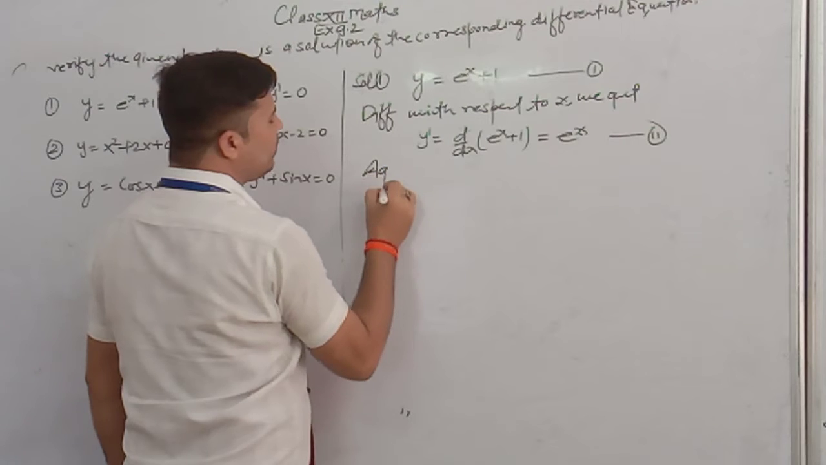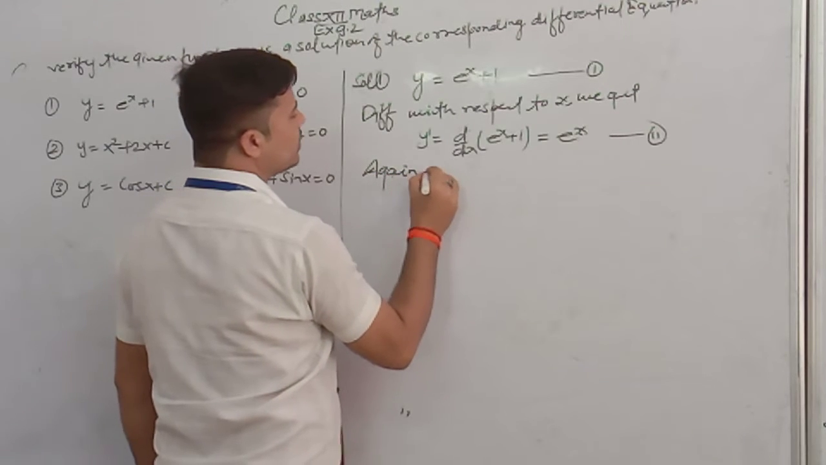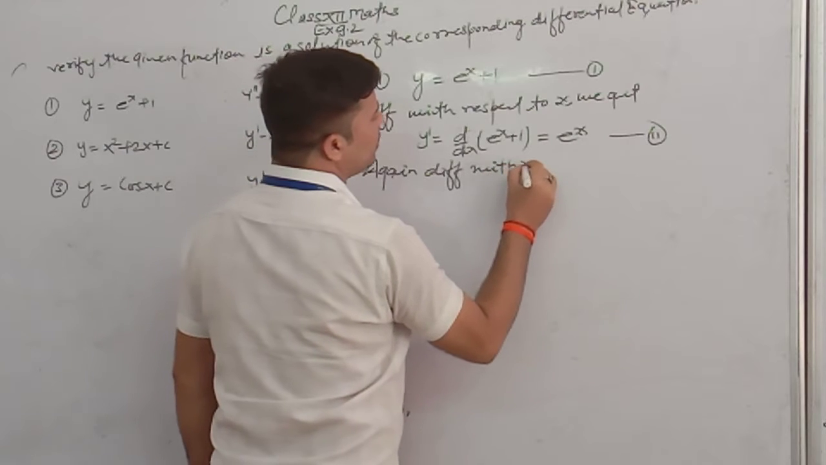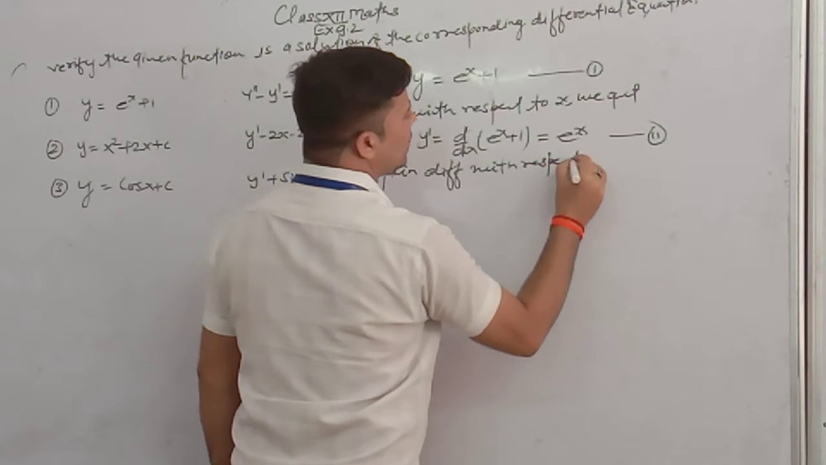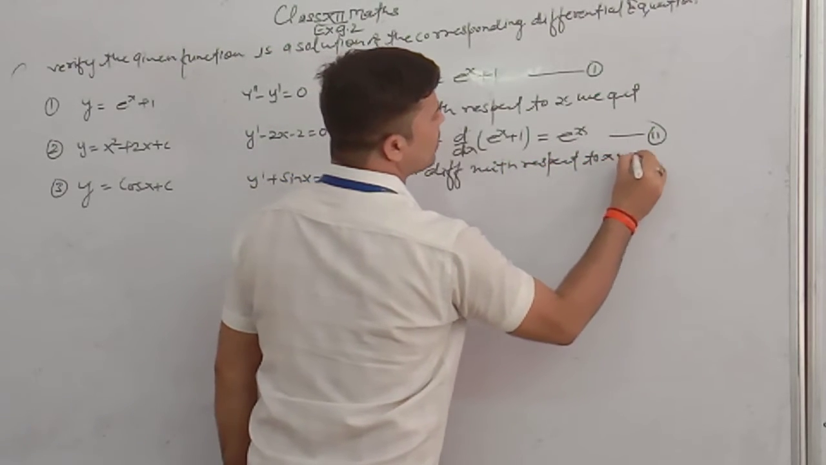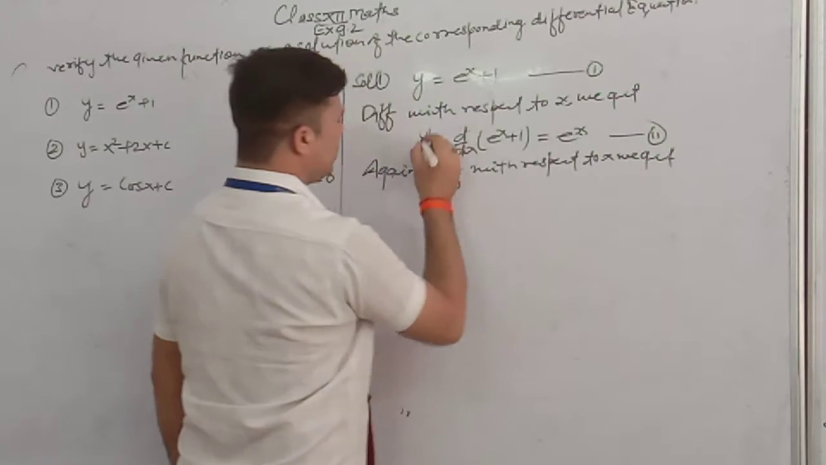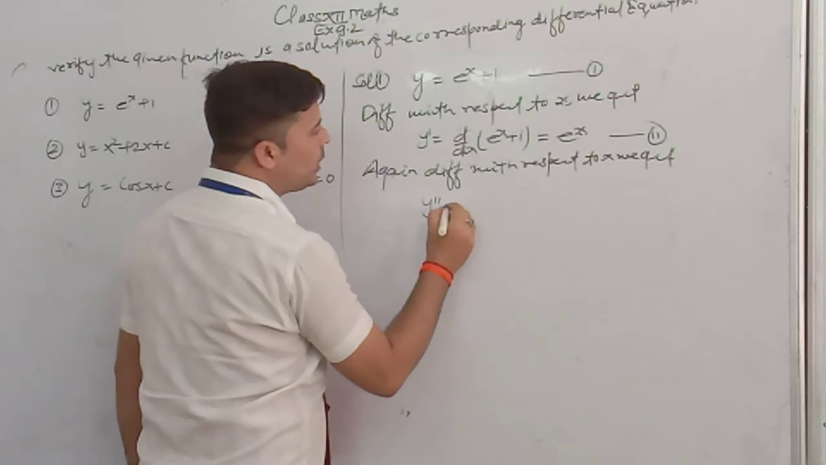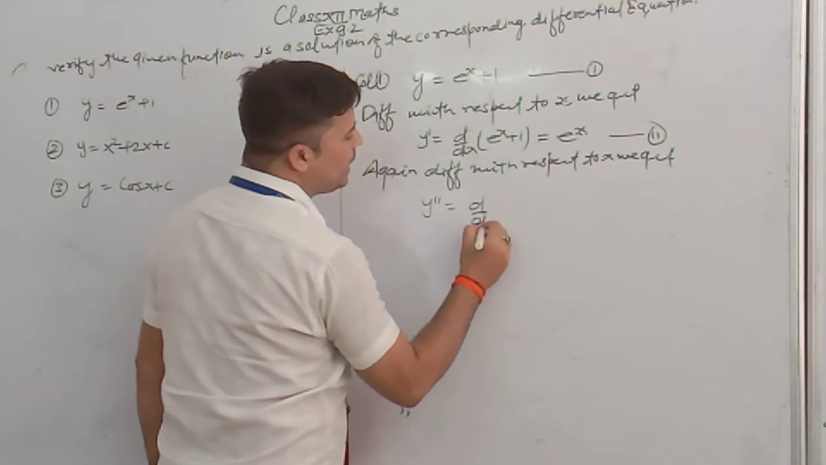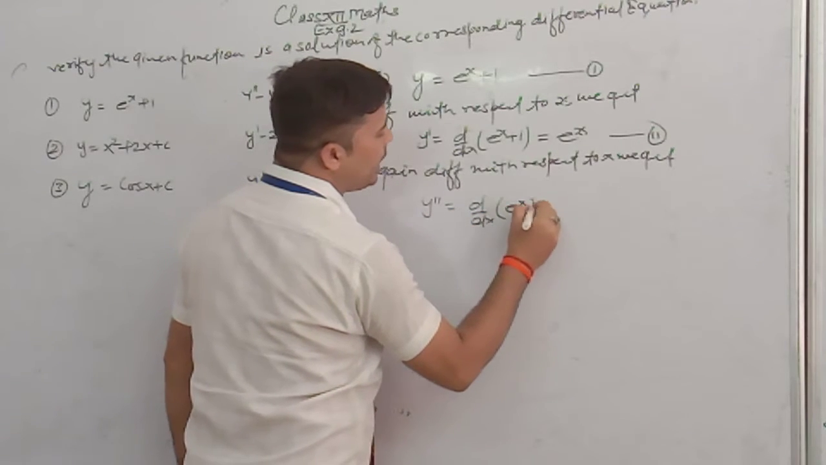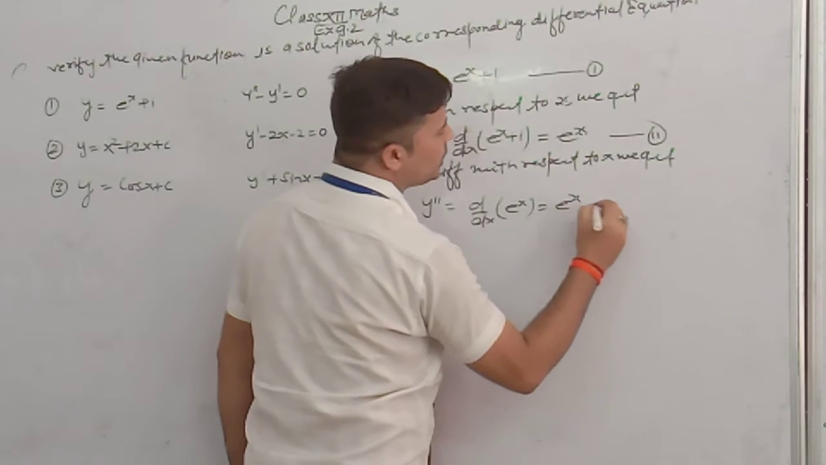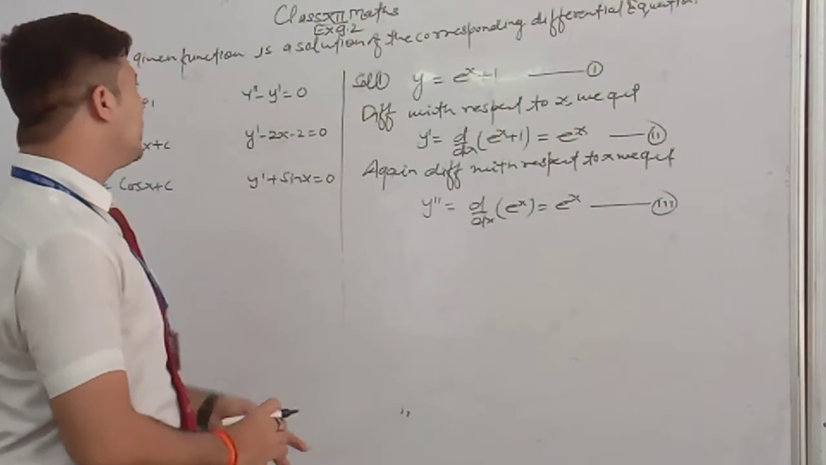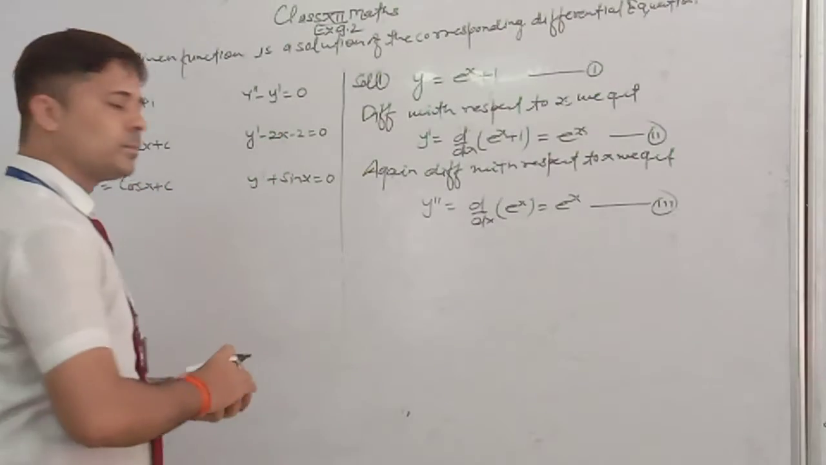Again differentiating with respect to x, it becomes y double dash, which is d by dx of e to the power x. It is also equal to e to the power x. Take it as equation number 3.